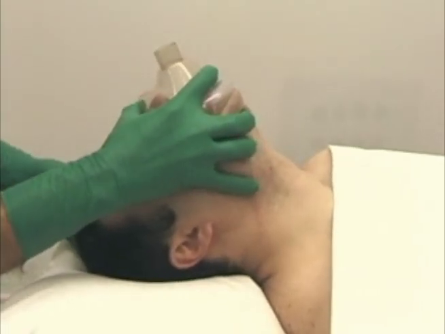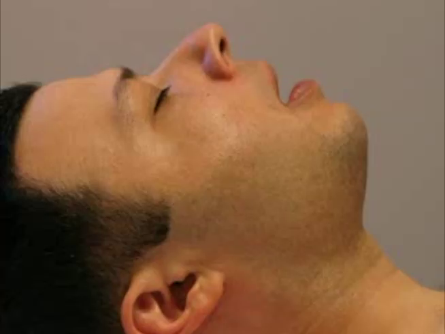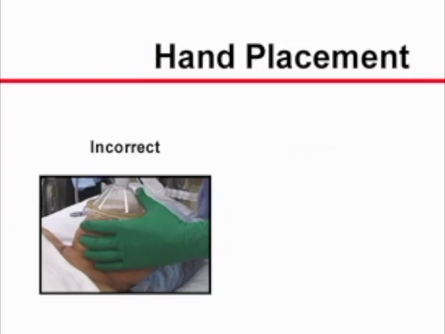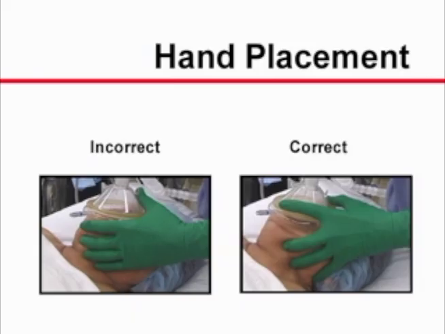The middle and ring finger are placed on the ridge of the mandible, and the fifth finger is placed behind the angle of the mandible. The tongue is the most common cause of airway obstruction. It is important to minimize the pressure applied to the submandibular soft tissues, as this may further obstruct the airway by pushing the tongue against the palate.